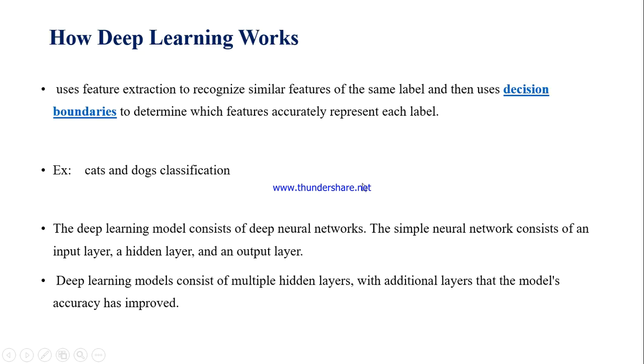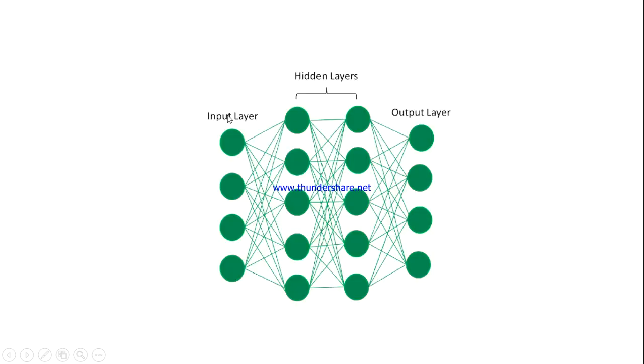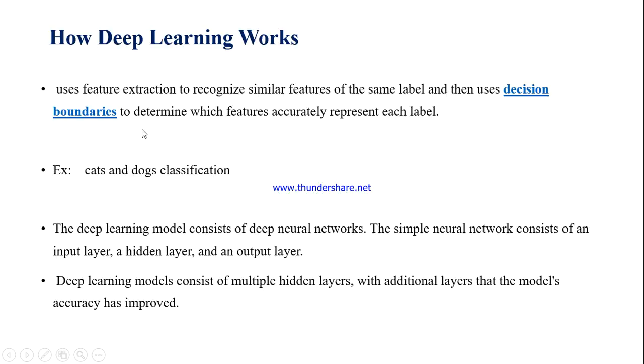Now, how does deep learning work? Before that, we have to see the layers. Generally, it consists of more than 3 layers. By default, it follows the neural network and consists of an input layer, hidden layers, and an output layer. Deep learning works by utilizing feature extraction to recognize the similar features of the same label and decision boundaries to find the features present in each label accurately.